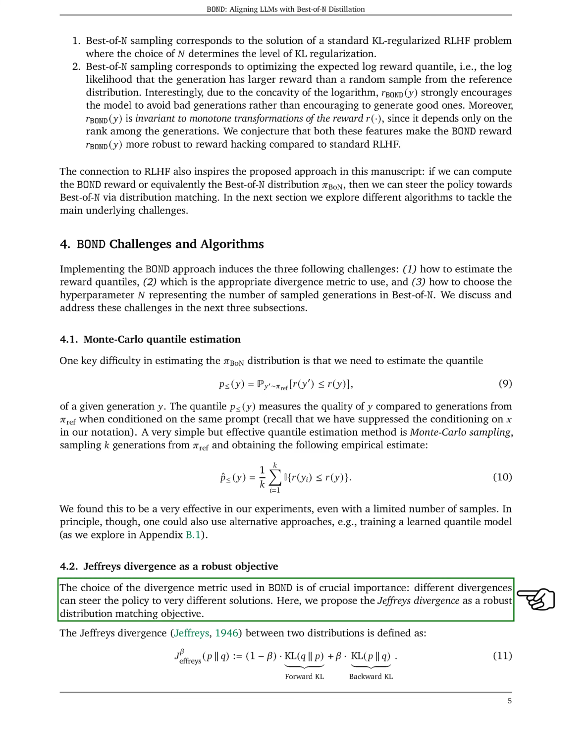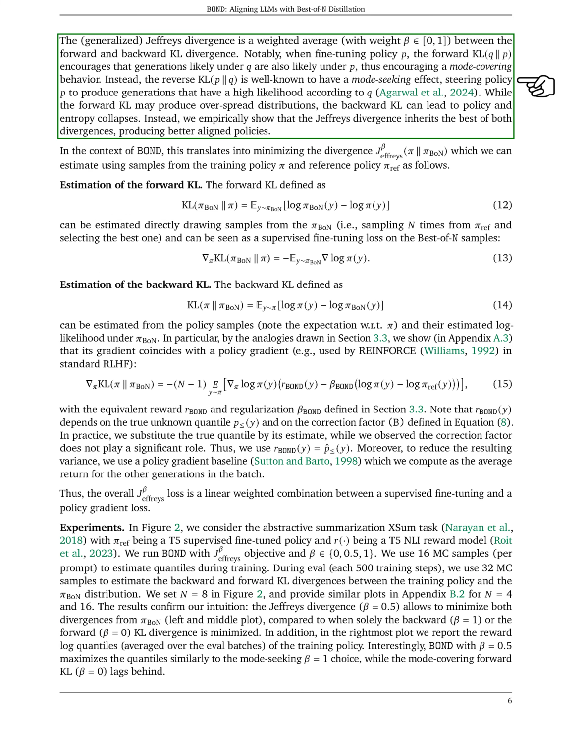Next, we consider the choice of divergence metric, which is crucial for the bond approach. Different divergence metrics can lead to very different outcomes. We propose using the Jeffreys divergence as a robust objective for matching distributions. This divergence is essentially a weighted average of the forward and backward divergences.